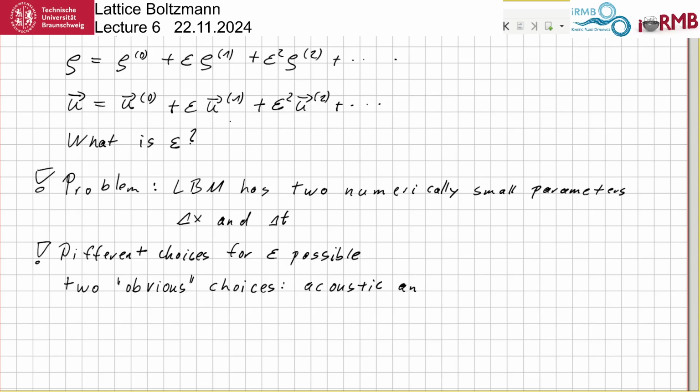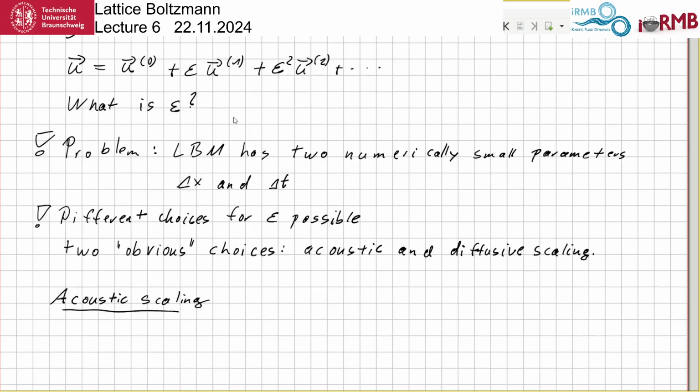They will be called acoustic and diffusive scaling. So, what is acoustic scaling? Acoustic scaling is maybe what you could think of as the most obvious, first coming to mind.